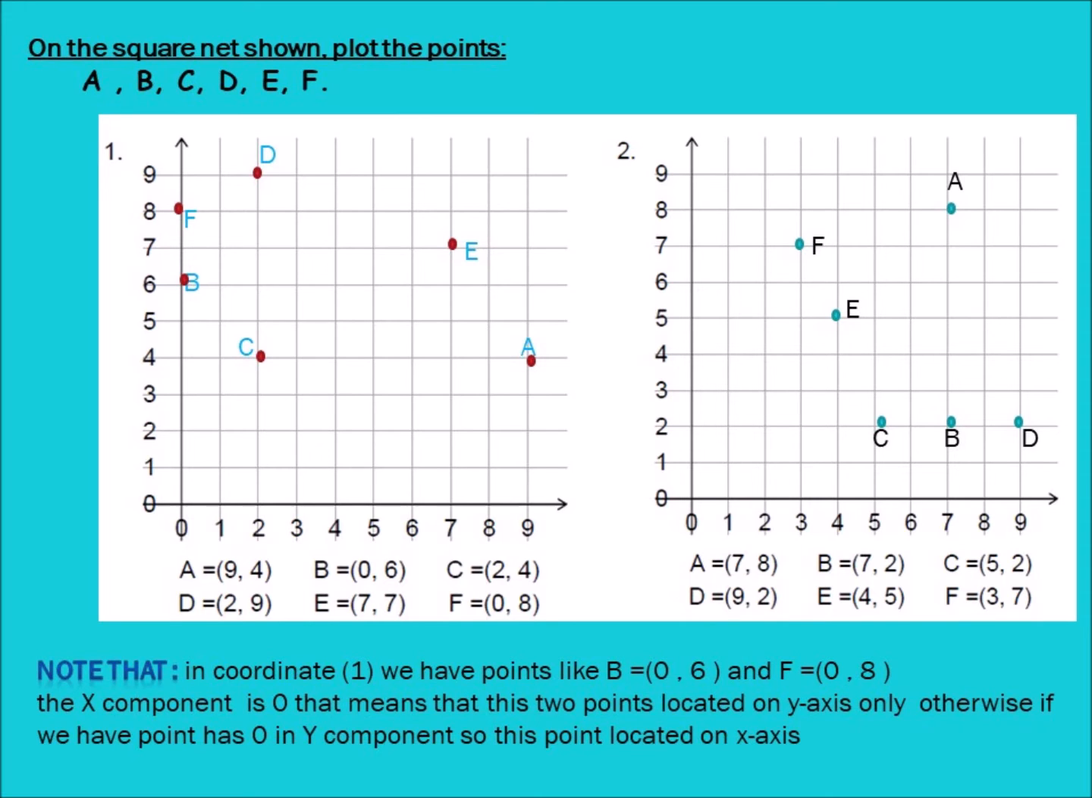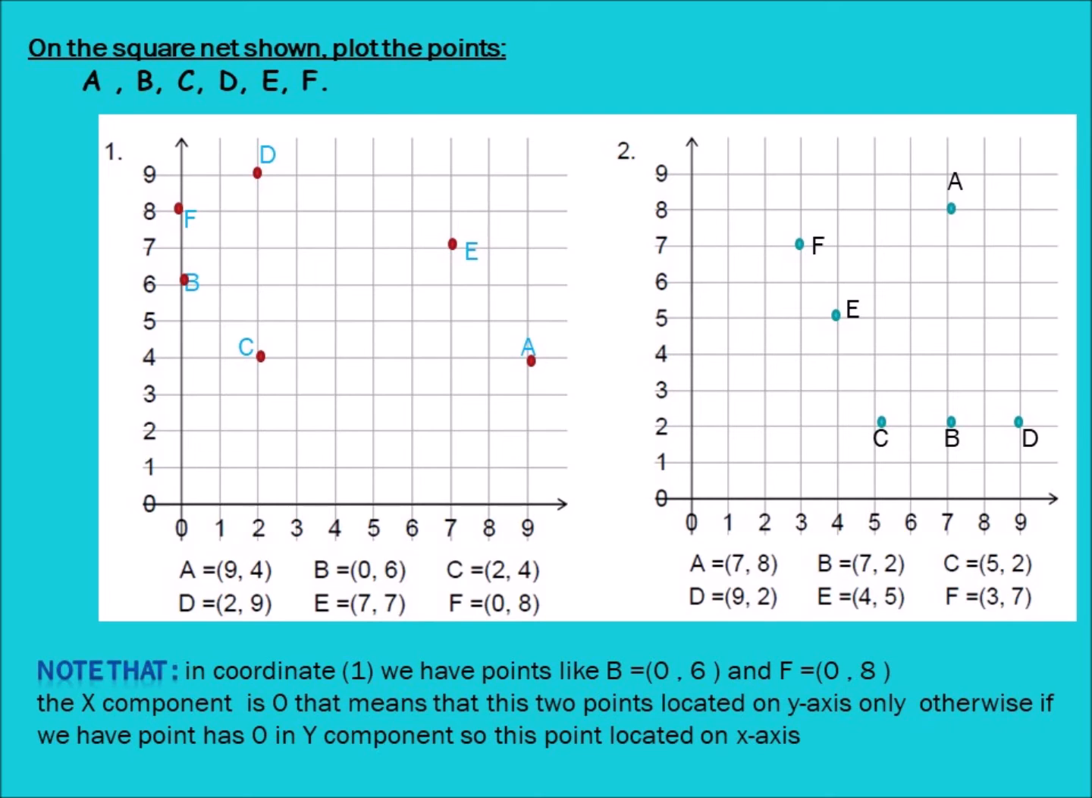Then we have D, 9 and 2. I will move forward on the x-axis for 9 steps and upward for 2 steps and stop, plotting the point D. E, I have it 4 and 5, so I will move 4 steps forward and 5 steps upward. Then plot the point E. The last one, F, we have 3 and 7. So I will move 3 points forward and 7 steps upward, plotting the point F.